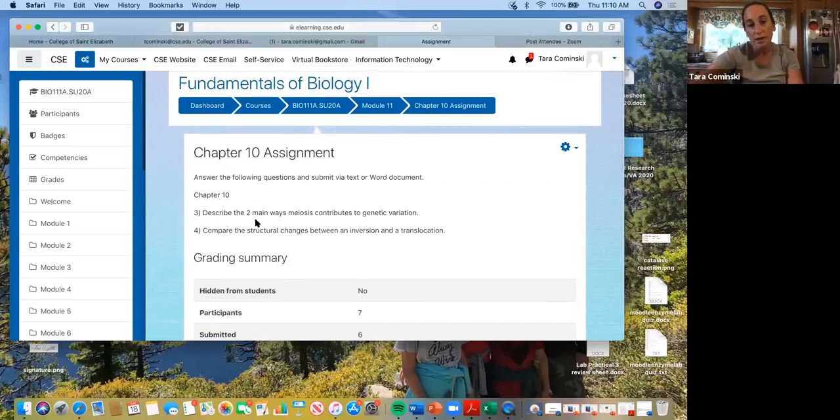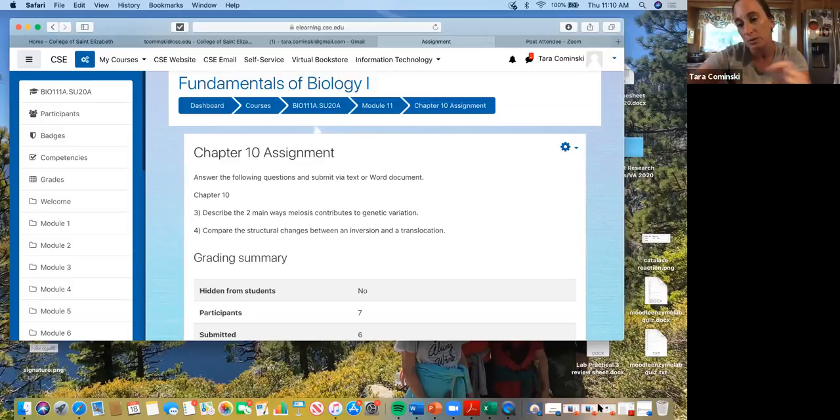So the first question here in your homework questions said describe the 2 main ways meiosis contributes to genetic variation. So again, something very different that's happening in meiosis versus mitosis. To review that, the short answer is crossing over, which happens during prophase 1 of meiosis, and then independent assortment. Okay, but I did say describe, so hopefully we provided a little more explanation than just naming those 2 things. But it's important to understand why and how, or what is happening during those 2 things.